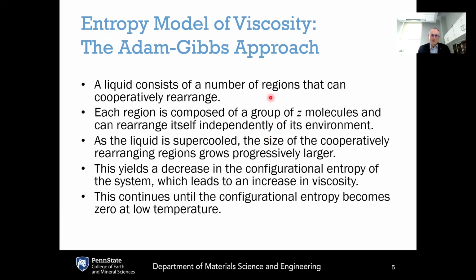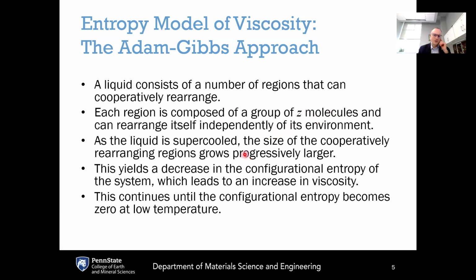So what Adam-Gibbs assumed was that any liquid that exhibits viscous flow would consist of a number of regions within that liquid that can cooperatively rearrange. So viscous flow is not just single atoms or molecules flowing on their own. Viscous flow is a cooperative flow of a whole region of atoms that need to flow together. Each region is composed of a group of Z number of atoms or molecules, and those Z number of atoms or molecules can rearrange themselves independently of its environment. So they cooperatively rearrange with each other, but they do so independently of the atoms outside of that region.